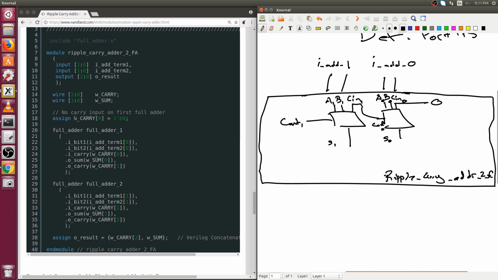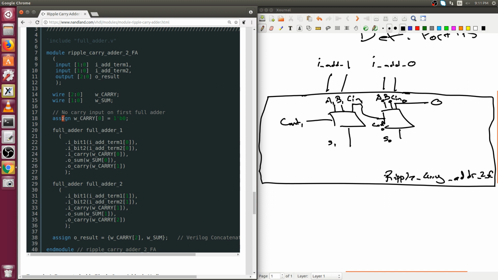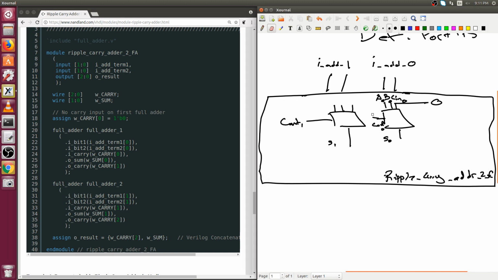Now, the first thing we do is we do an assign, or so let's take a step back actually. Let's take a step back. So let's disconnect everything. Let's actually even get rid of the full adders.